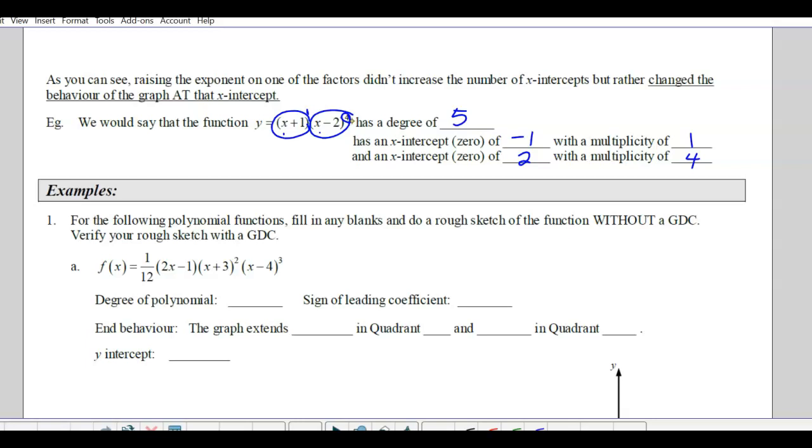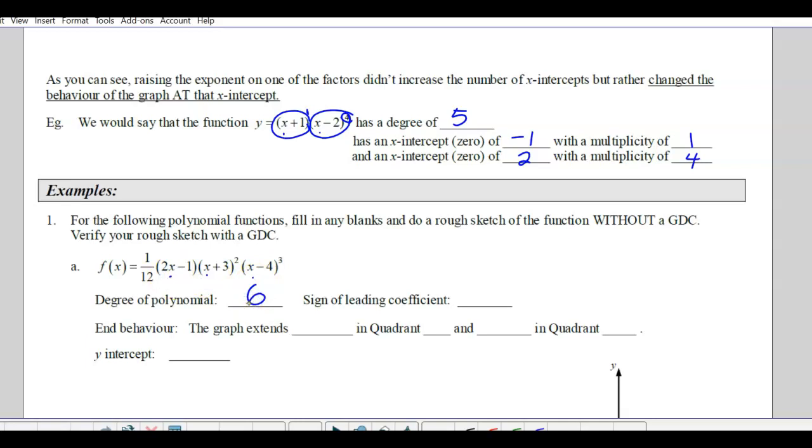For the following polynomial functions, fill in any blanks and do a rough sketch of the function without a graphing calculator. Verify your rough sketch with a graphing calculator. Okay, so first one, it's all in factored form. Got a leading coefficient of 1/12 and all the factors there. So for the degree, we want to look at how many factors have x in them and count out the degree. So there's degree 3 there, degree 2 here, and degree 1. So that's going to be degree 6.